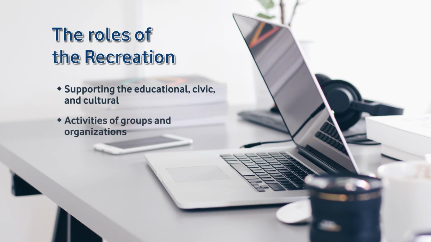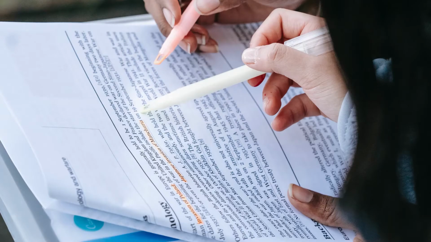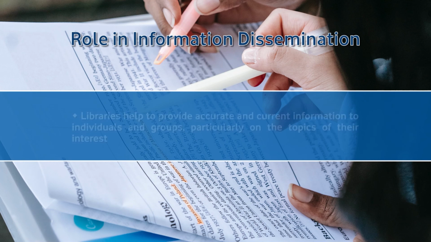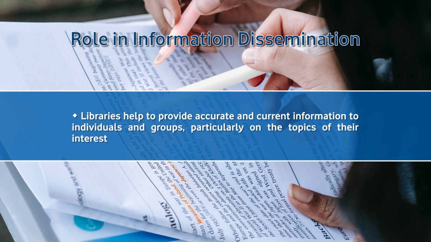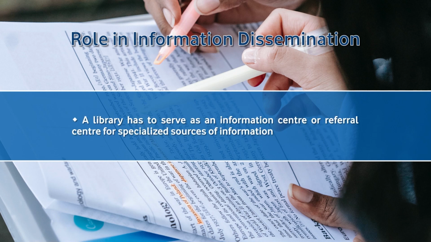It supports educational, civic, and cultural activities of groups and organizations. And a role in information dissemination, of course, this itself is explanatory. Library helps to provide accurate and current information to individuals and groups, particularly on the topic of their interest. And the scope of information services is extended to include information on socioeconomic needs of the society. And the library has to serve as an information center or referral center for specialized sources of information.